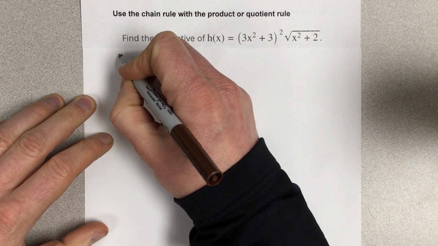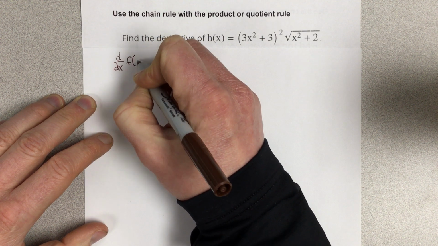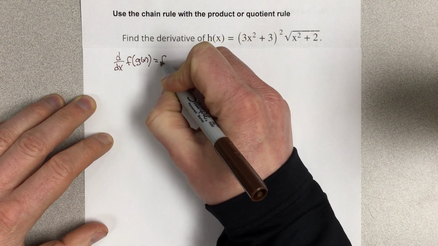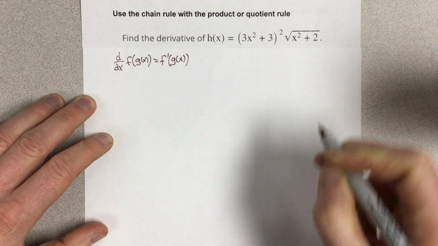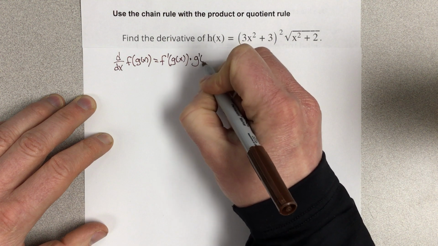The chain rule states that if I take the derivative of f of g of x, that is equal to f prime of g of x, where we take the derivative of the outside and leave the inside function alone, times the derivative of the inside function.